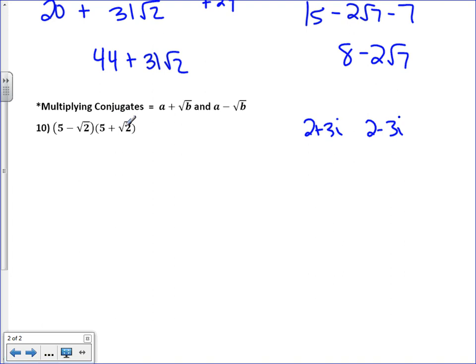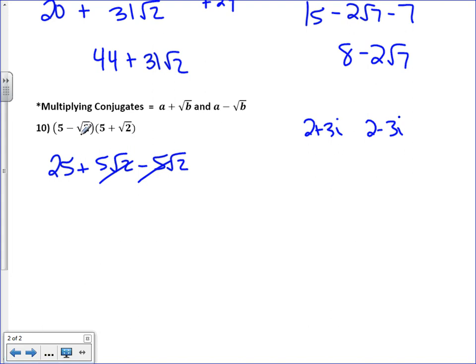You're going to multiply conjugates, and the same thing that happened with i's is going to happen with these radical conjugates. The outer and inner are going to cancel. When you multiply 5 times 5, you get 25. 5 times square root of 2, you get 5 square roots of 2. Negative square root of 2 times 5 gives you negative 5 square roots of 2. Notice the outer and inner are canceling.